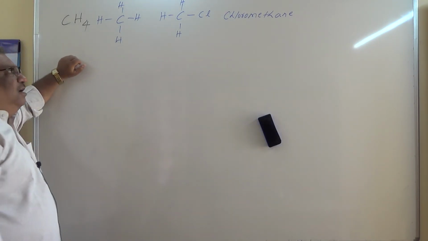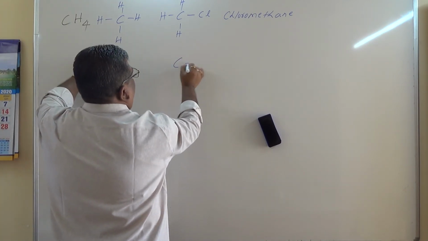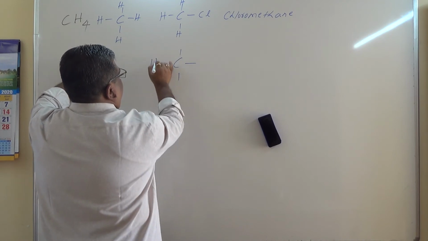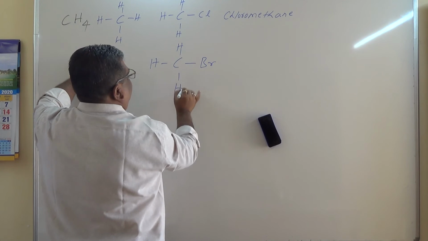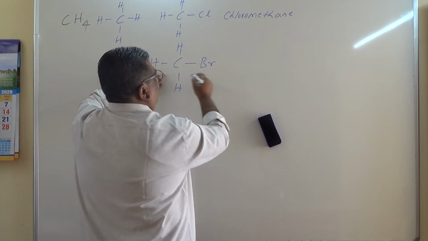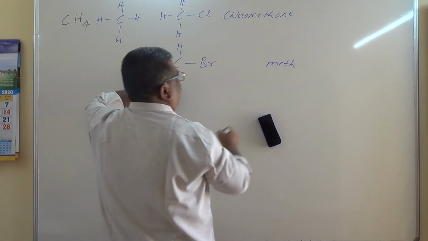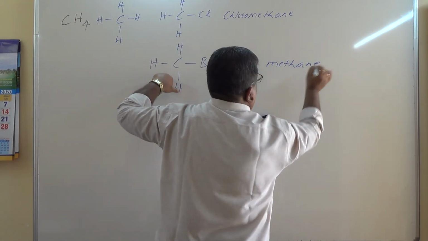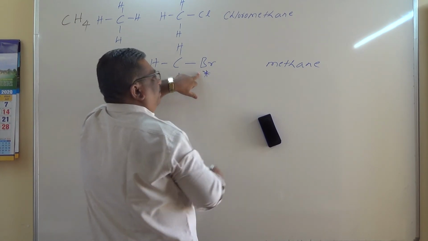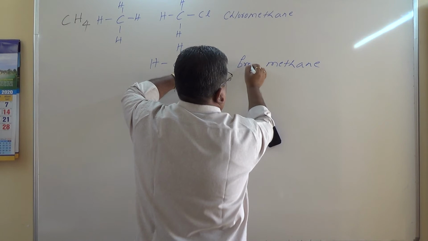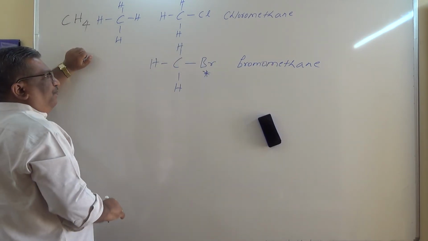Is it clear? Suppose I change it to something like here, H, bromine and H. So in this case, root word meth, single bond all in methane. Bromine is a functional group. This is the functional group. Therefore, bromo, bromomethane is the compound name.